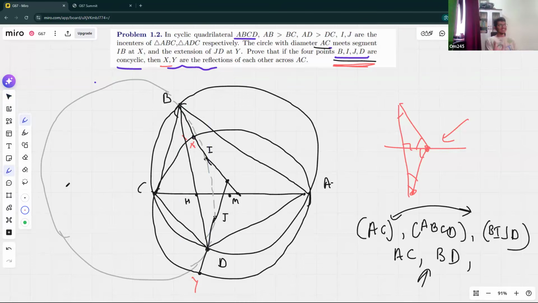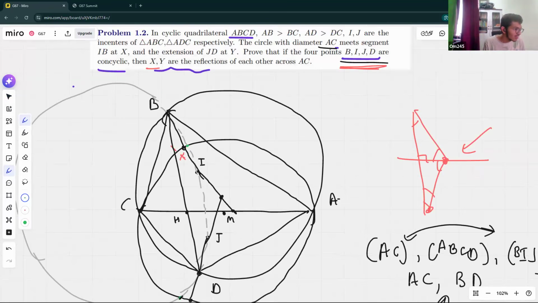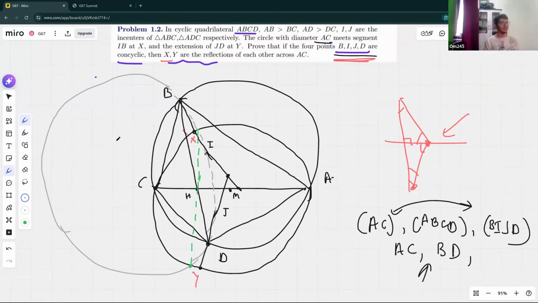Okay, so we have H, and now I will name it green. If this point is here and this intersection is here, then that intersection should pass through H. Okay, that's the one idea.